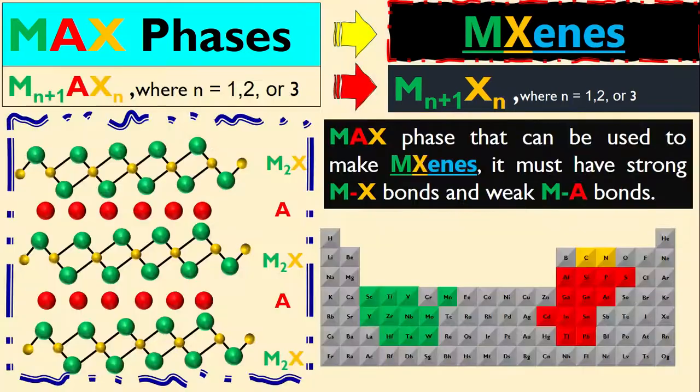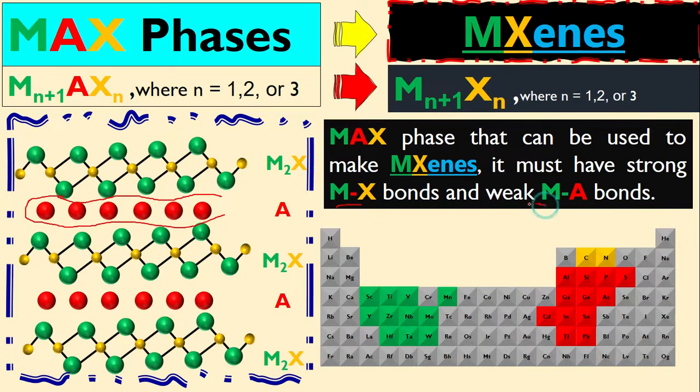So let's answer this. We know that a MAX phase that can be used to make MXene must have a strong bond between M and X. You can also see here that the layers of these two atoms are attached through a covalent or ionic bond. But you can see this A is also, like, aluminum. And M is a transition metal. So there is basically a metallic bond between this M and this A here.